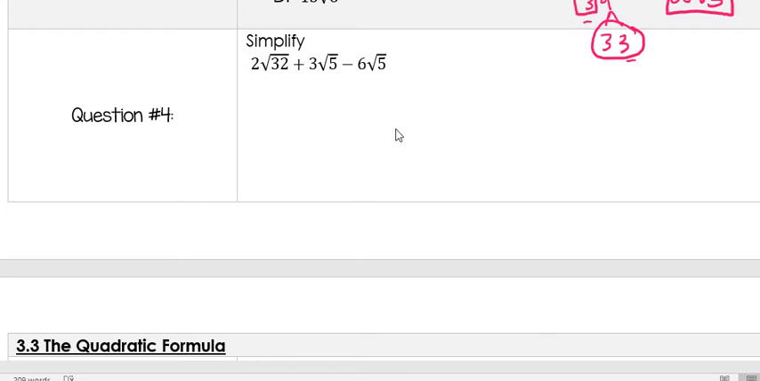Right, question number 4, we want to simplify. I have 2 square root of 32 plus 3 square root 5 minus 6 square root 5. Well, right away I notice that these guys are like radicals. They're both square root of 5s.